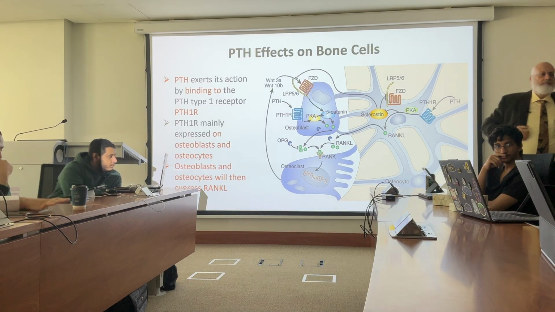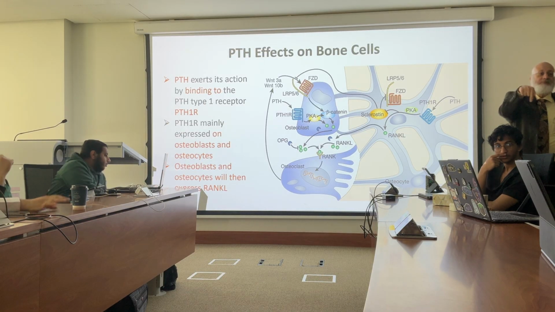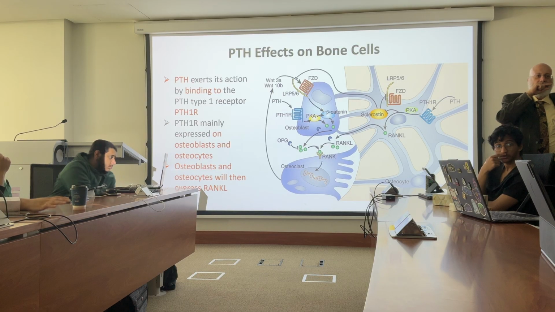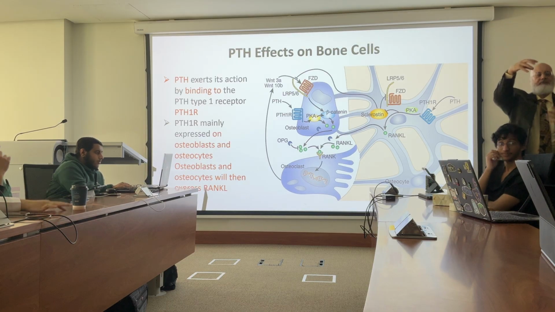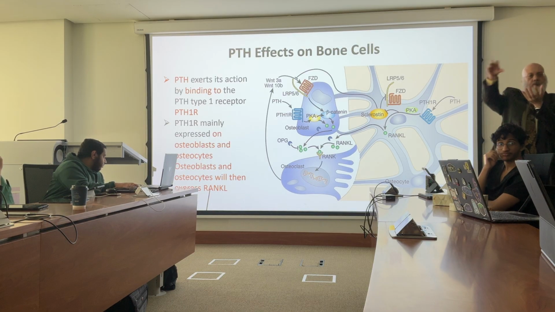So if I have normal calcium, what will happen? I'll have regulation. PTH can be released, it can be degraded. Calcium will be binding to the calcium sensing receptor all the time. We have enough calcium.